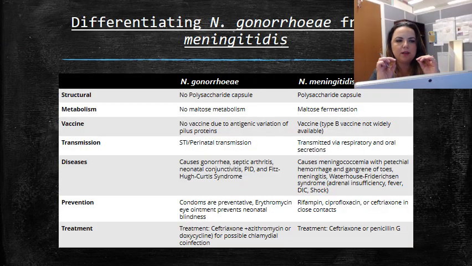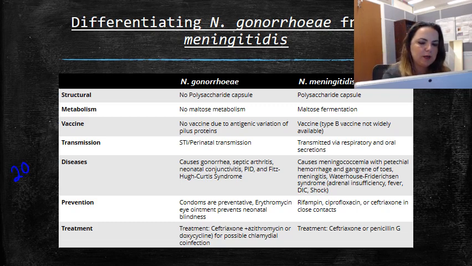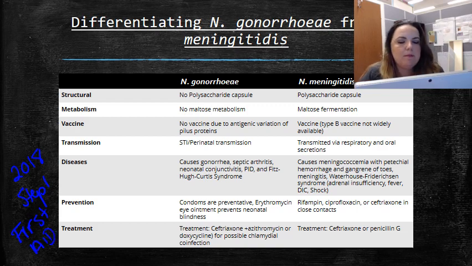All right, let's spend a little bit of time differentiating N. gonorrhoeae from N. meningitidis. I actually adapted this table from the 2018 Step 1 book, the First Aid book. I went back and I looked at a couple different years of it, and it appears that it keeps showing up. So I get the impression that on some basic level, the good folk at USMLE want you to be able to differentiate these two organisms. So let's talk just a little bit about them. And there are some significant differences.